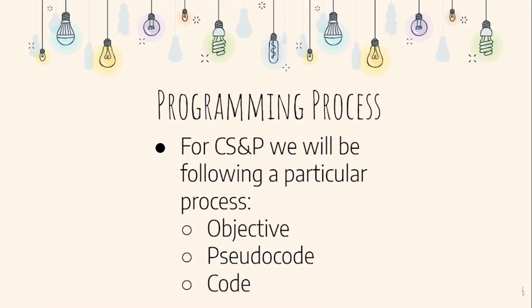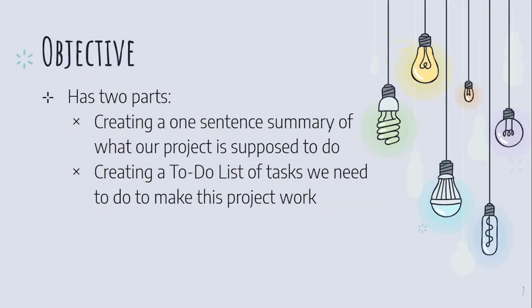We will now be talking about the program process. For this class, we will be following a programming process to complete all of our programs. The process is as follows: objective, pseudocode, and code. We will be practicing this process more later, but for now, we need you to understand this process. First is the objective.